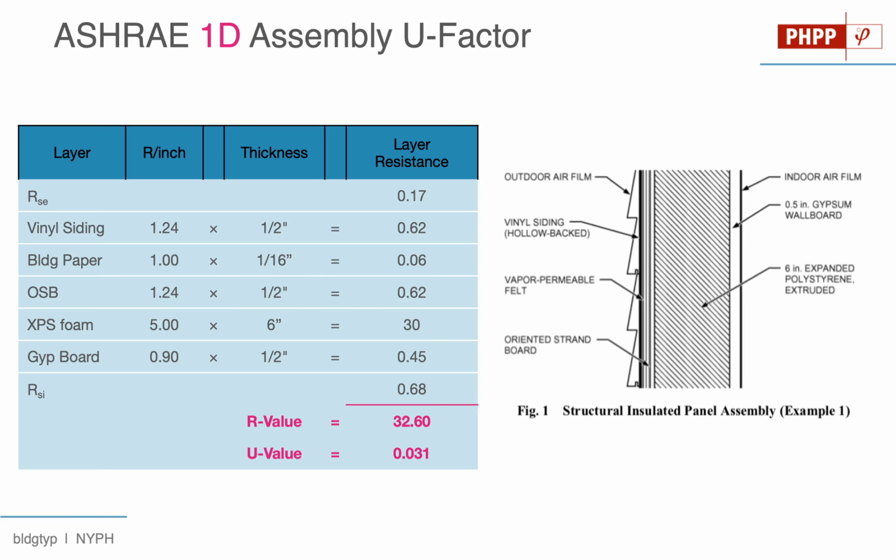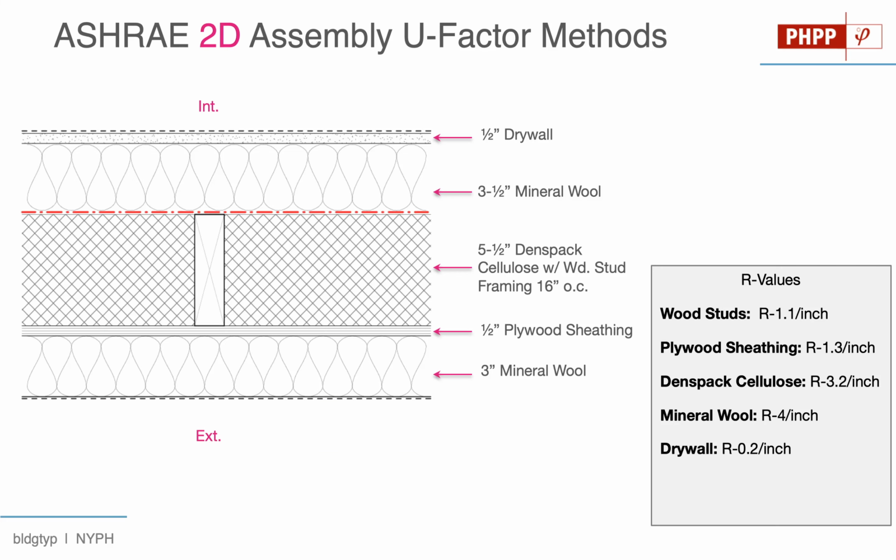However, that method works great when we have homogeneous assemblies, where we have just a consistent, constant layer of material for the entire assembly. Unfortunately for us, most of our assemblies are not built that way. Most of our assemblies are actually made of a mixture of different materials. For instance, a stud wall, where we've got some studs spaced apart from one another, and then we've got some insulation in between the studs.